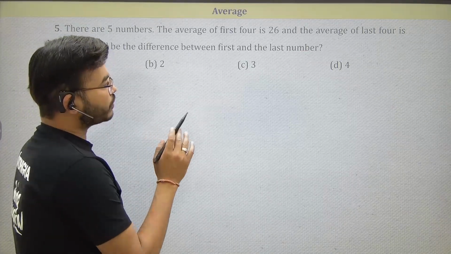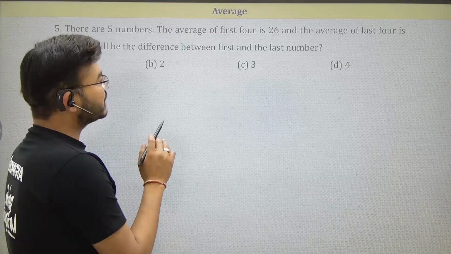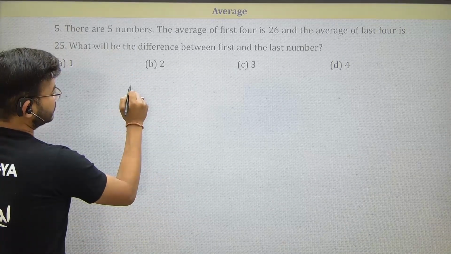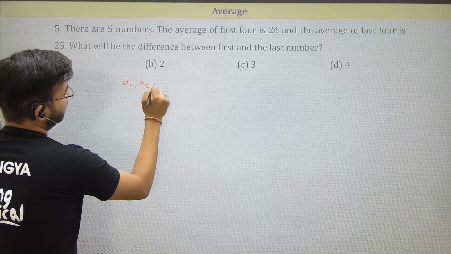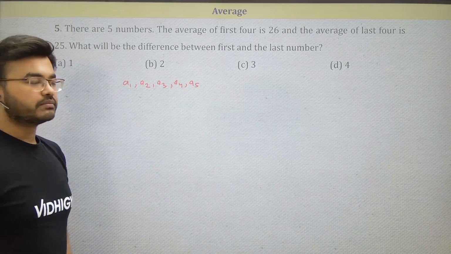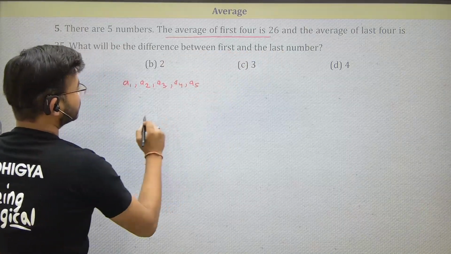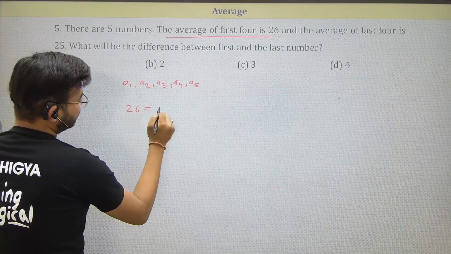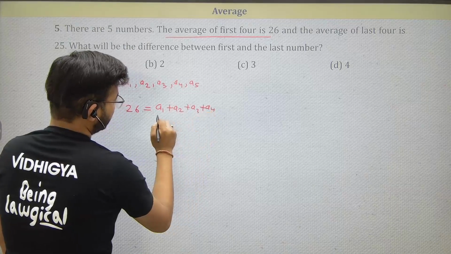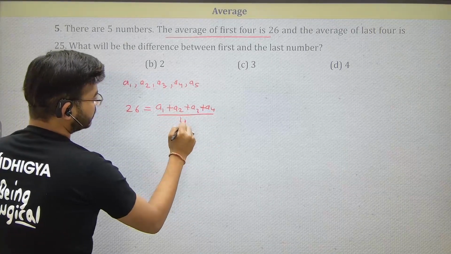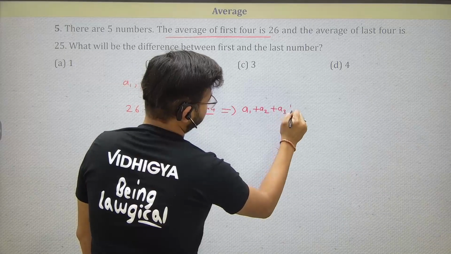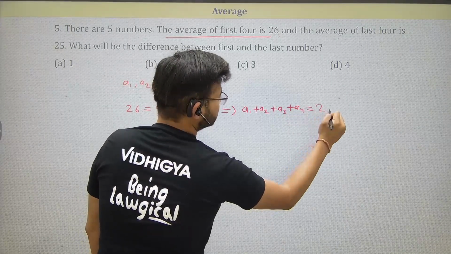Now there are 5 numbers. The average of first 4 is 26 and average of last 4 is given to us. What will be the difference between first and last number? Okay. Now there are 5 numbers. Let us assume the 5 numbers are A1, A2, A3, A4 and A5. So these are the 5 numbers that we have. Now average of first 4 is 26. So 26 is equal to sum of the first 4 terms, A1 plus A2 plus A3 plus A4, divided by 4. So this will imply that A1 plus A2 plus A3 plus A4 equals 26 into 4.